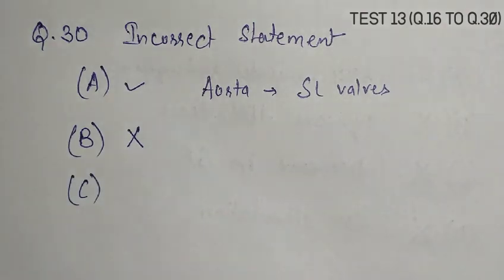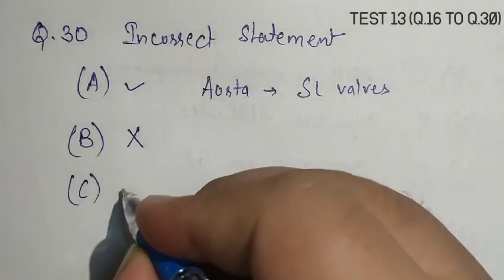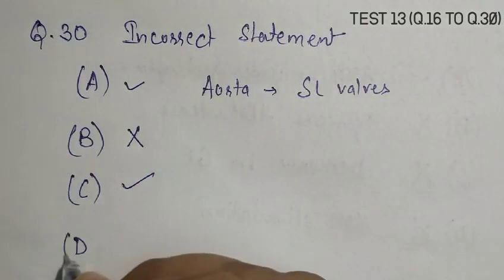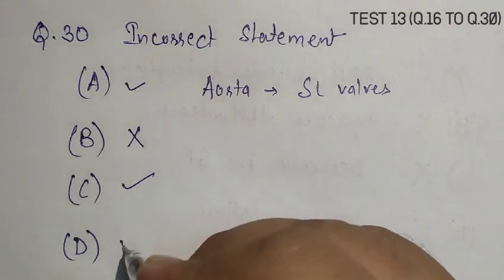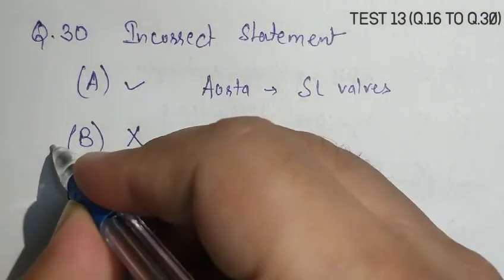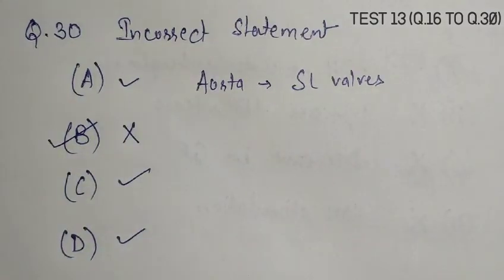C: SA node is present in the right upper corner of the right atrium. That is correct. And D: AV node is seen in the lower left corner of the right atrium. That is also correct. So the incorrect statement is B. Our answer is B.